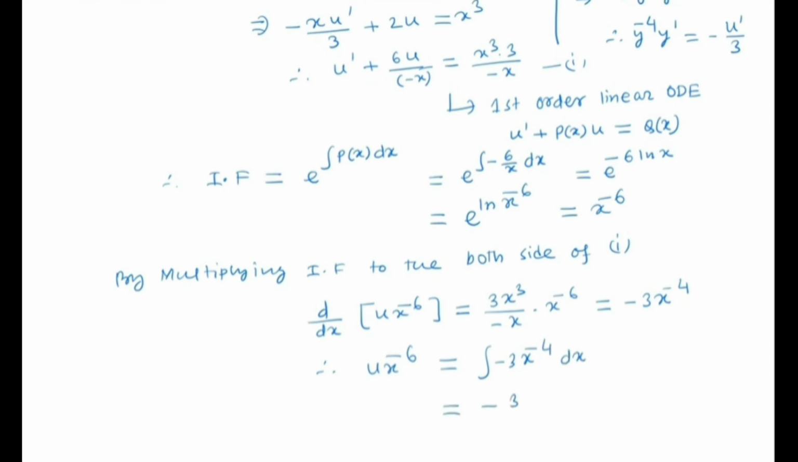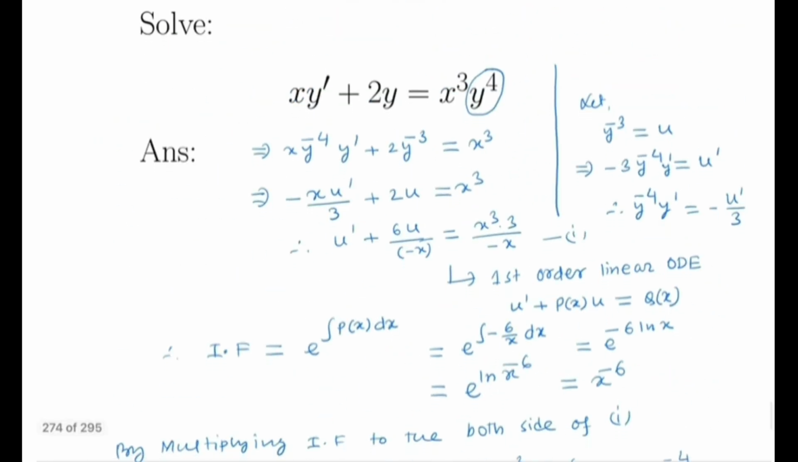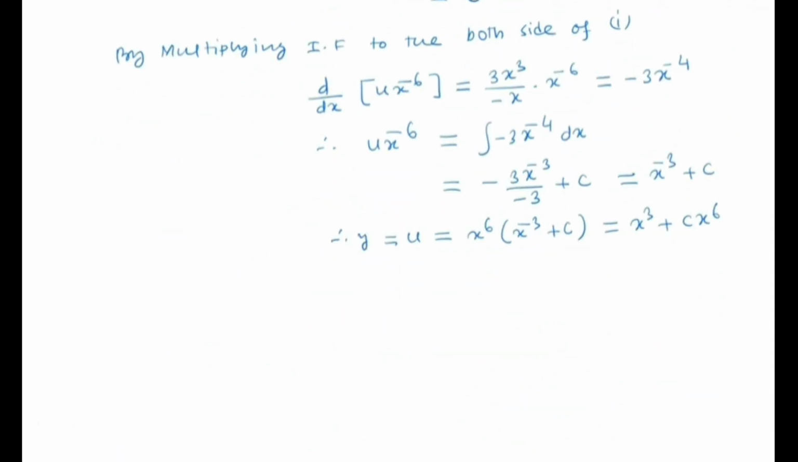So by integrating, minus 3x to the minus 3 by minus 3 plus c, which is x to the minus 3 plus c. So u will be x to the 6 into x to the minus 3 plus c, which is x cubed plus c x to the 6. And what is u? u is nothing but y to the minus 3. So the general solution is y to the minus 3 is equal to x cubed plus c x to the 6, which is the required answer.